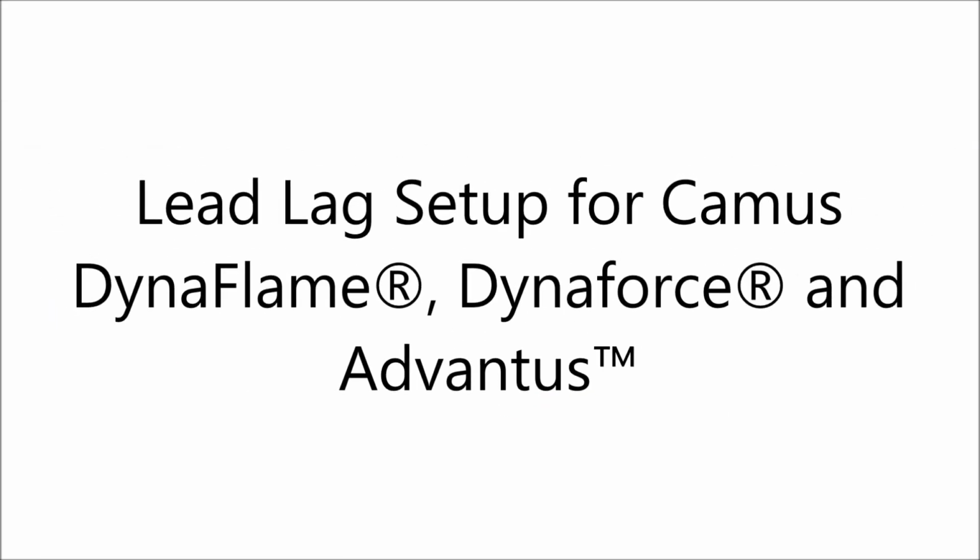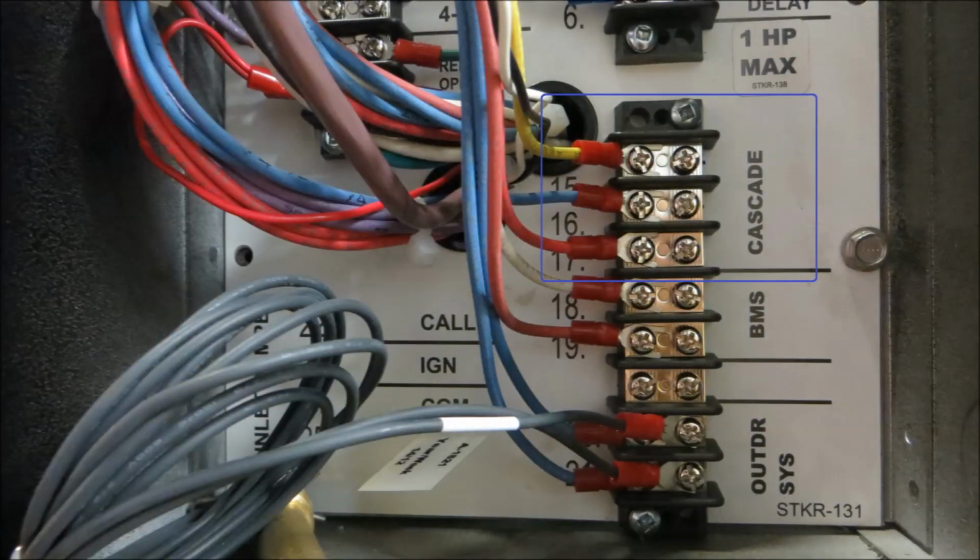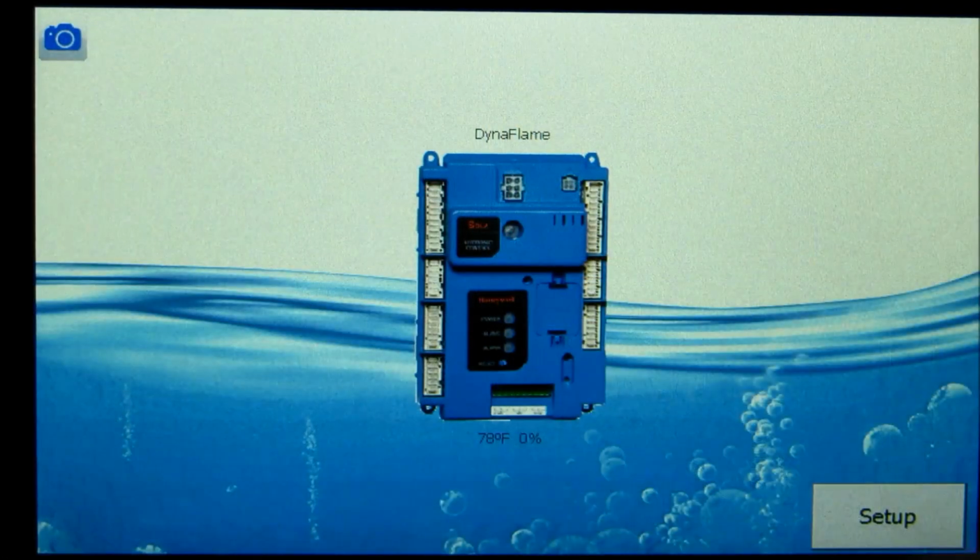This tutorial covers lead-lag programming of the Camus Dynaflame, Dynaforce, and Advantage series. Before beginning the programming process, ensure that a 3-wire daisy chain exists on terminals 15 through 17 on each boiler to be placed in lead-lag. The wires are color-coded as they are polarity sensitive.